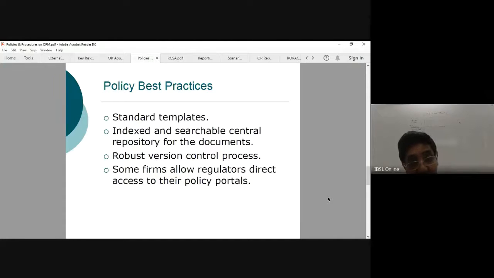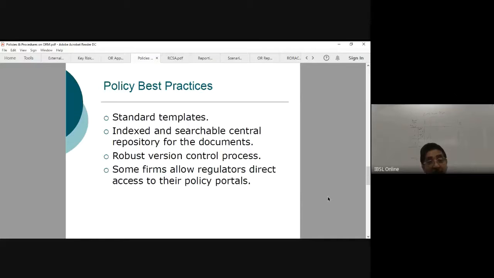Now, these are the best practices with regard to a policy. In a policy document, you will find standard templates. Sorry, the policy has to be in a particular format. That is what you mean by a standard template, because the policy cannot be a normal document. It's a specific type of document with certain standards.